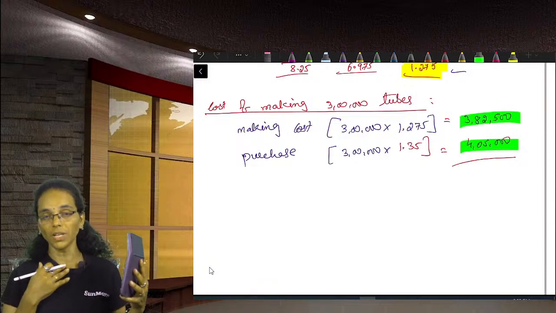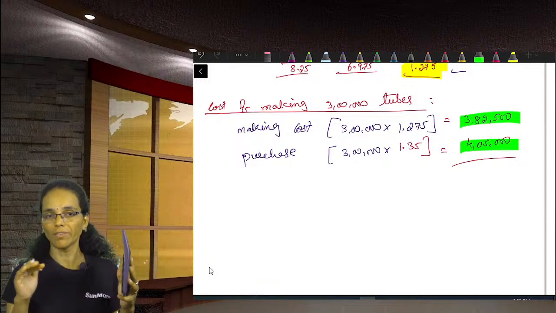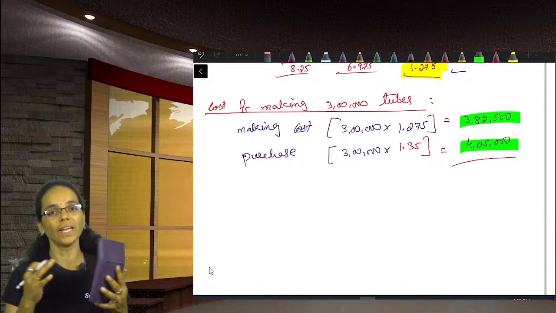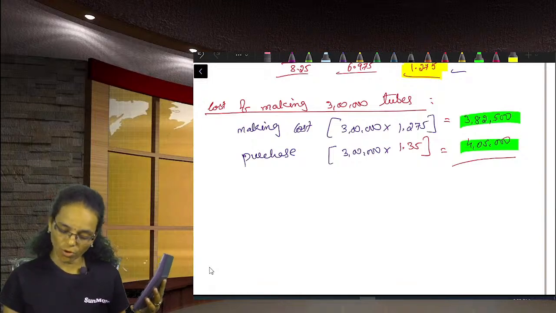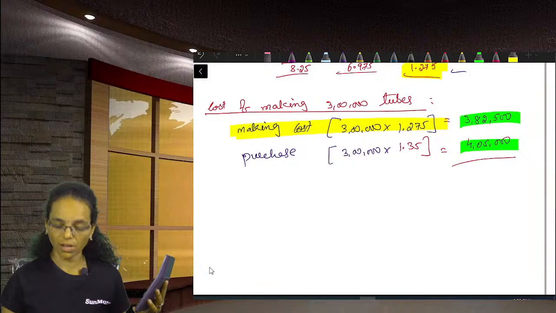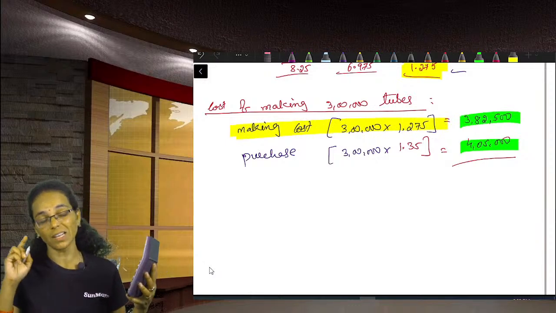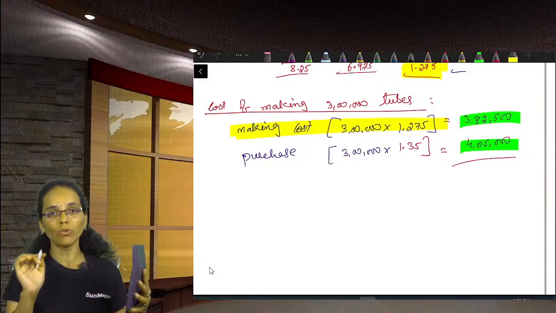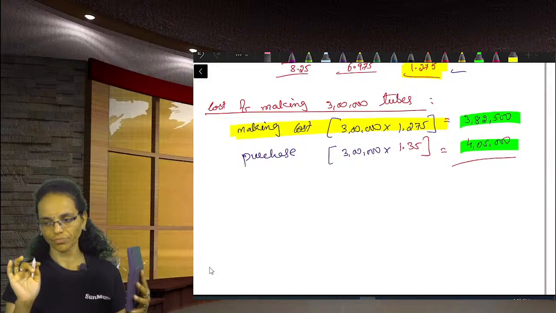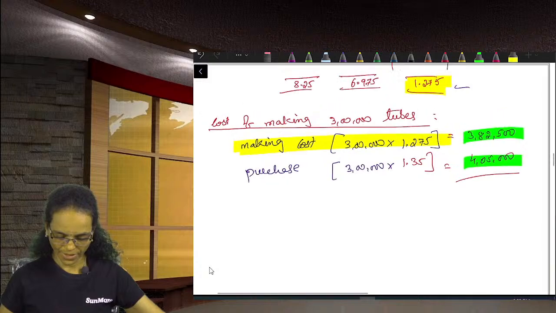And up to 3 lakhs units for manufacturing of tubes, we are not incurring any additional cost. Then it's better to manufacture in-house only. No need to go for the external market if there is a demand only up to 3 lakhs units. Understandable, right? So next one.